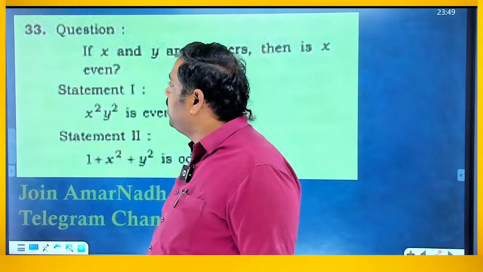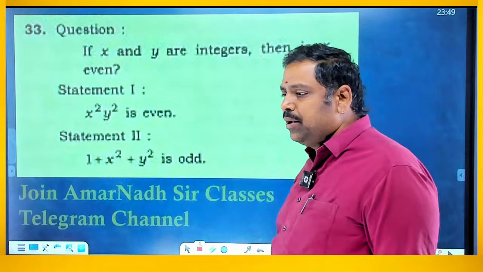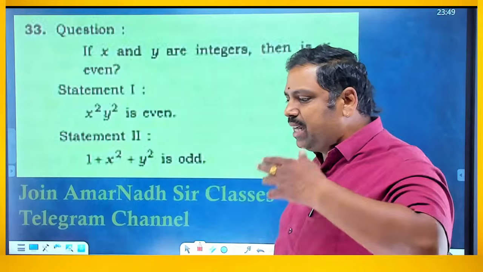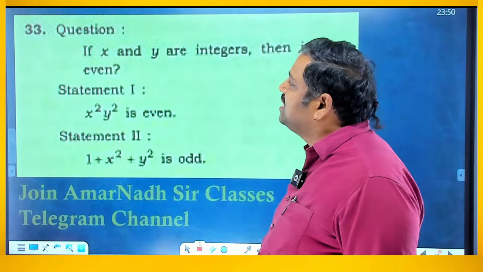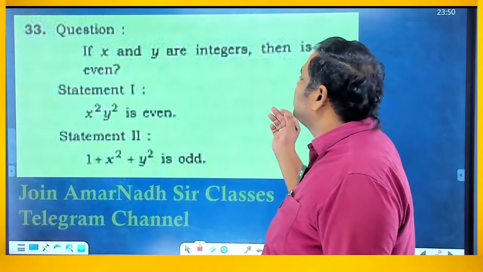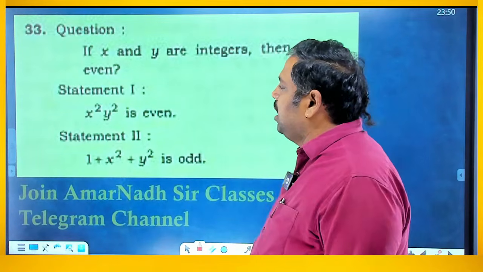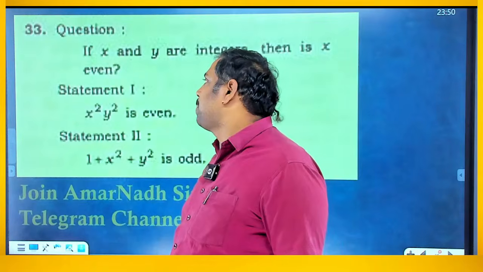Let's see the next beautiful one. If x and y are integers, is x even or not? He is asking. Statement 1: x square, y square is even.